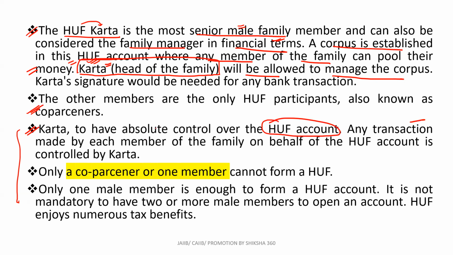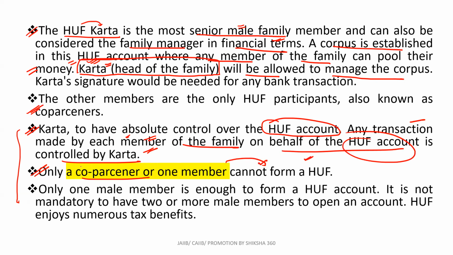Any transaction made by each member of the family on behalf of the HUF account is controlled by the Karta. Only a co-parcener, or one member, cannot form a HUF.